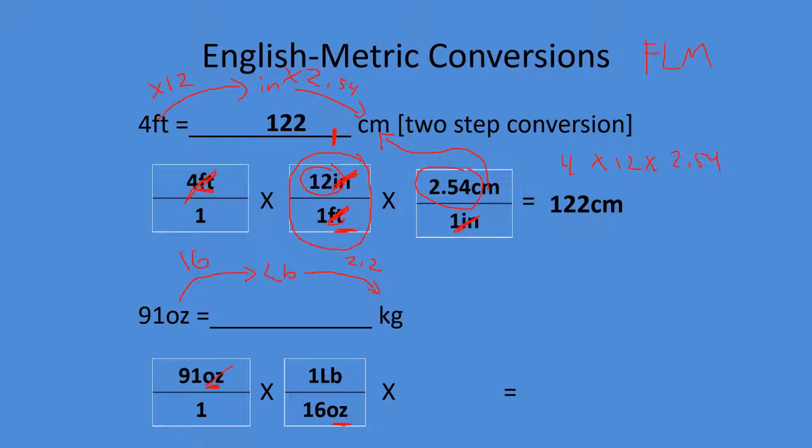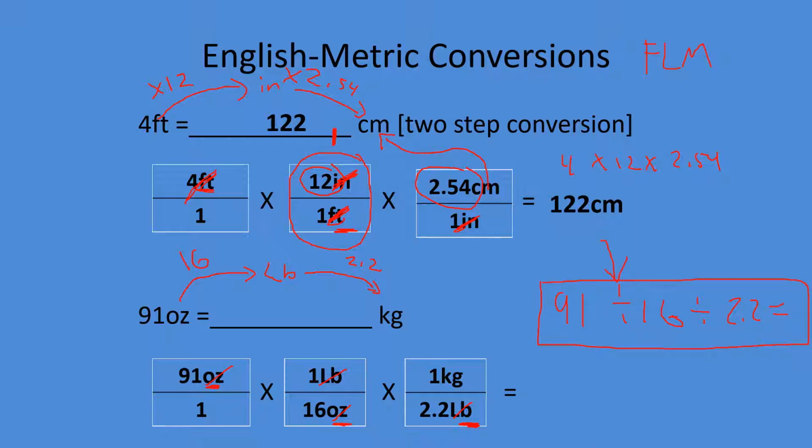So ounces is gone. We are left in pounds, so our next conversion factor. So how many pounds down here? No, we're going to kilos. 2.2 pounds is 1 kilo. So you've got to be wary. Pay attention to where you are. So in this case, the math is 90. 16 is at the bottom, so you divide. And then 2.2 is at the bottom, so you divide. So 90 divided by 16 divided by 2.2.